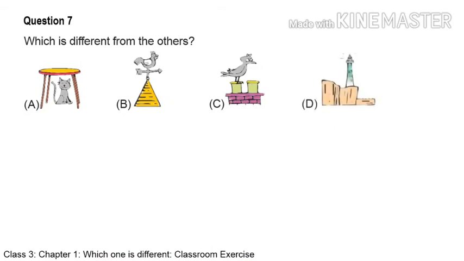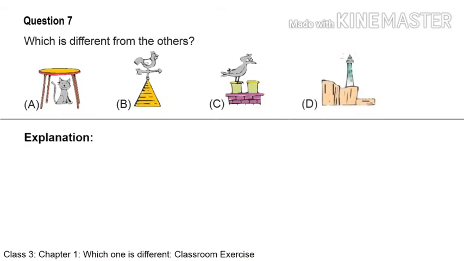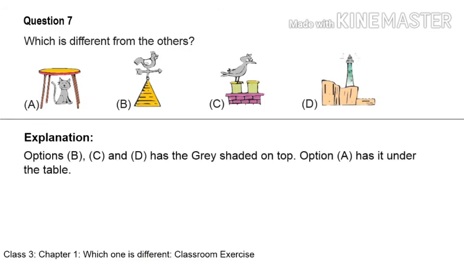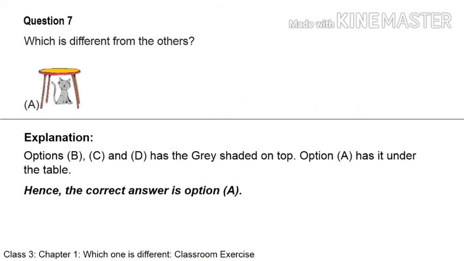Let's take a look at another example. Look at each option carefully. Do you find any difference? We have options A, B, C and D. Yes, option B, C and D have the grey color shaded on top, while option A has it under the table. Hence, the correct answer is option A.